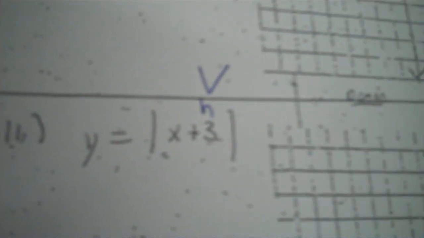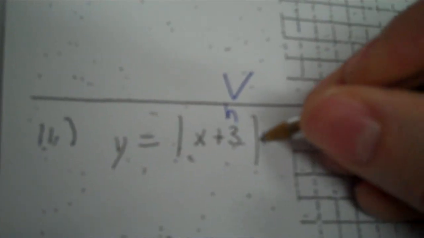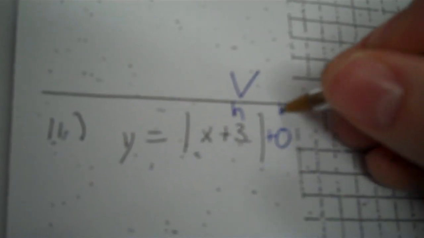Okay, number 11, same thing. It's going to be a V. So we have the H. We already have the H. Now I need a K. Remember, H is inside, K is outside. And then to find that vertex point, you simply take the opposite of the H to find your X value. Then your K is the Y value. So the opposite of H should be -3, and the K value is 0.